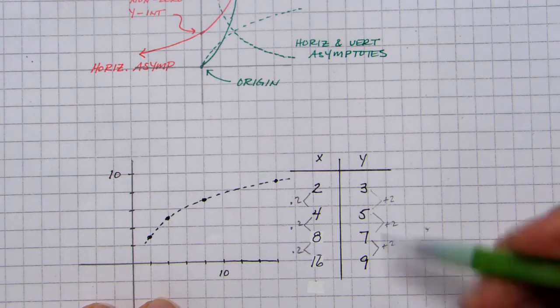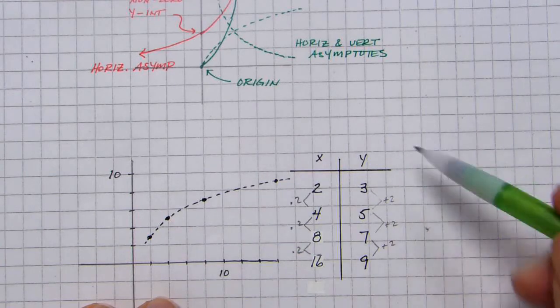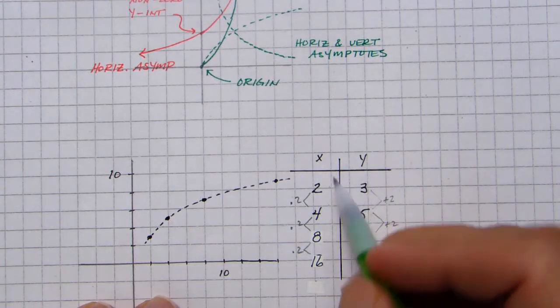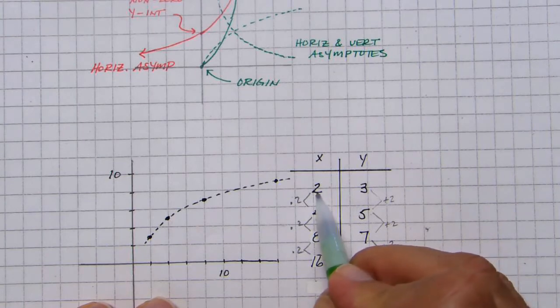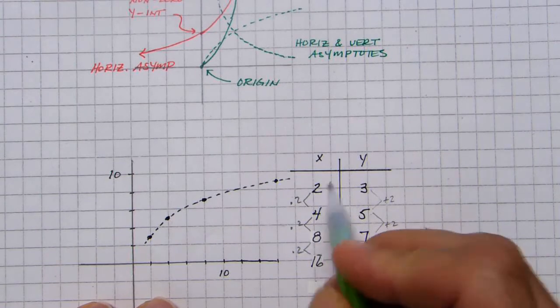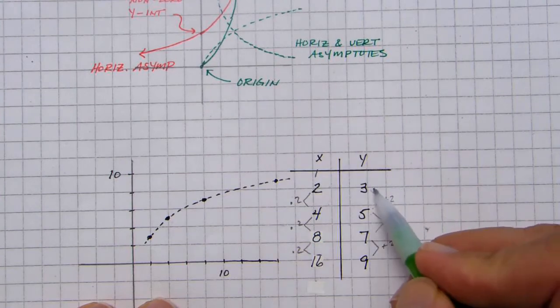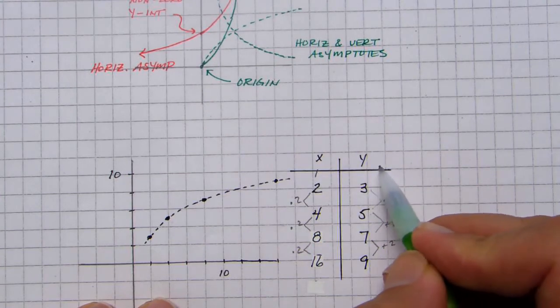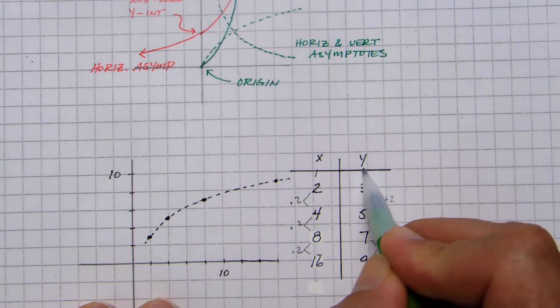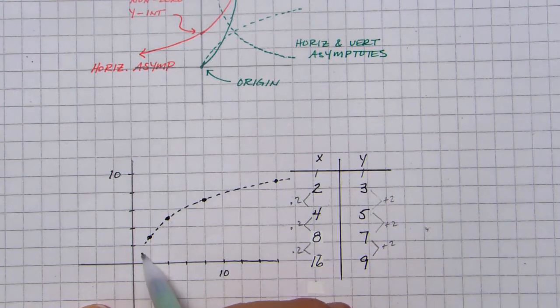And maybe it is a power function. Let's think about this. If we were to back up the pattern, dividing by 2, 2 divided by 2 would be 1. And 3 take away 2 would be 1. So 1, 1 would be right about here. I want to see, am I going to hit the origin is what I want to find out.